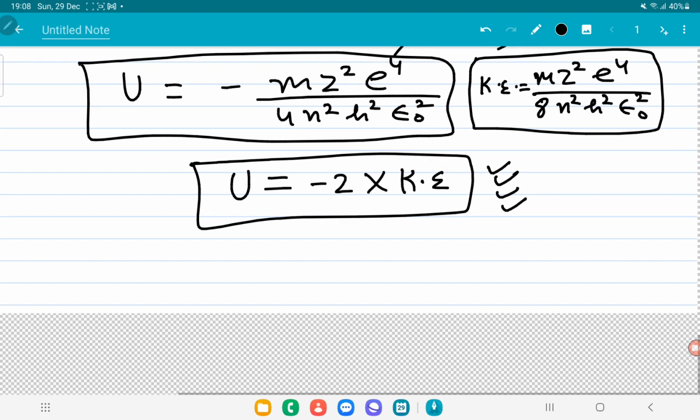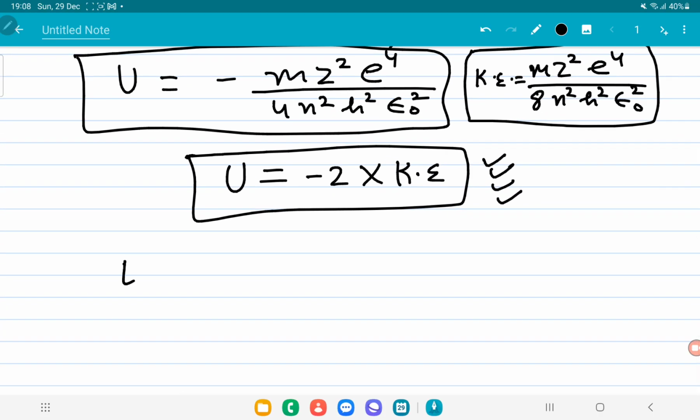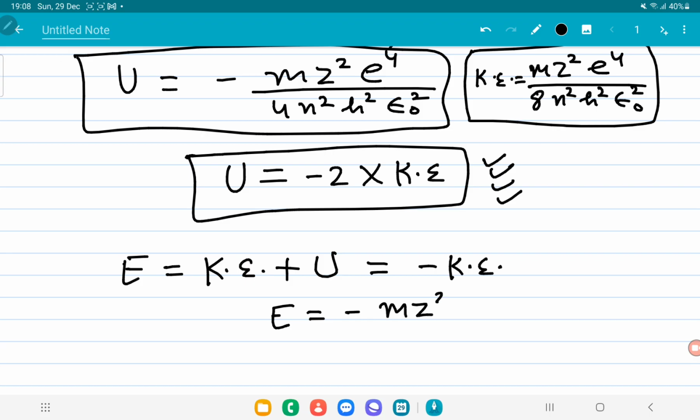And if I ask you what is the total energy? So if total energy is E, it is kinetic energy plus potential energy. Because we have already written that potential energy is minus 2 times the kinetic energy, you can say it is negative of kinetic energy. That means total energy is minus mZ square e to the power 4 upon 8 n square h square epsilon naught square.